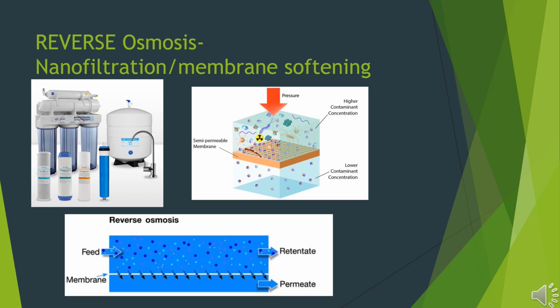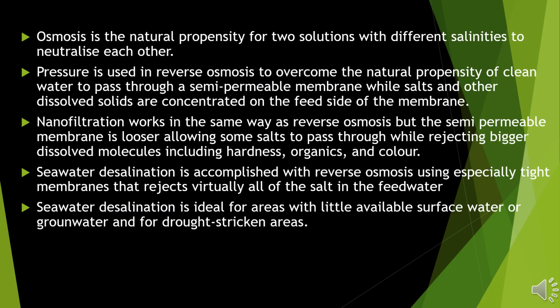Now, let's look at reverse osmosis and nanofiltration. For reverse osmosis, firstly, we need to understand what is osmosis. Osmosis is the natural propensity for solutions with different salinities to neutralize each other. Pressure is used in reverse osmosis to overcome the natural propensity of clean water to pass through a semi-permeable membrane, while salts and other dissolved solids are concentrated on the feed side of the membrane.